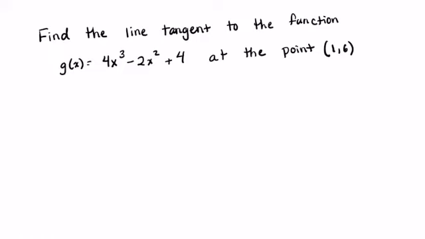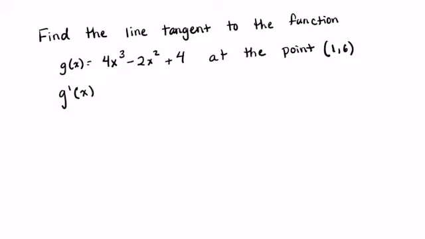So they want us to find the line tangent to the function g of x equals 4x cubed minus 2x squared plus 4 at the point 1, 6. Now, again, this works no matter what the function is. It could be a cubic function. It could be a square root function. We could have whatever it might be. These same steps apply. When I want to find the tangent line, I'm going to take my derivative.